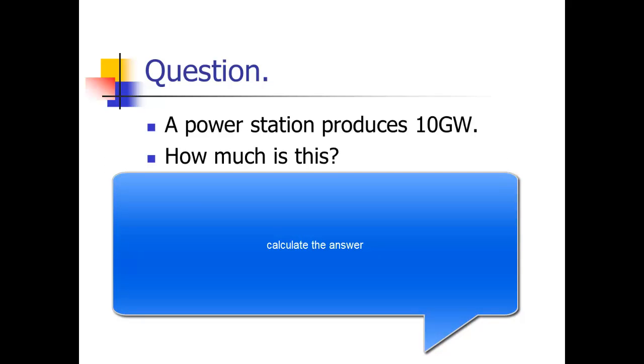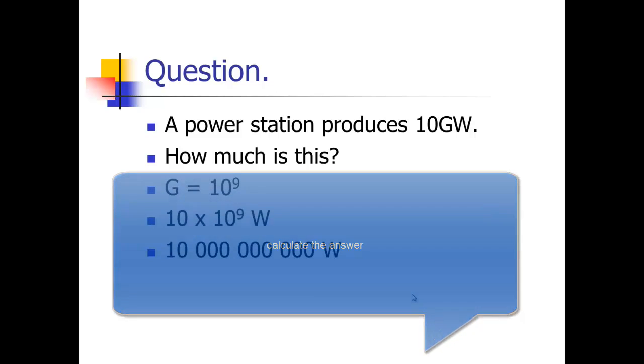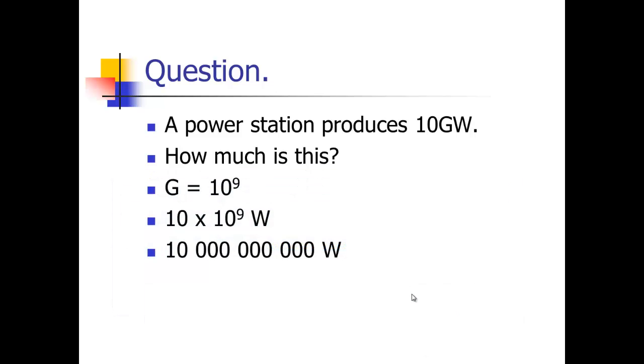For example, a power station produces 10 gigawatts. Now, how much is this? We know that a giga is 10 to the 9, so it's going to produce 10 times 10 to the 9 watts, which means it's 10,000 million watts.